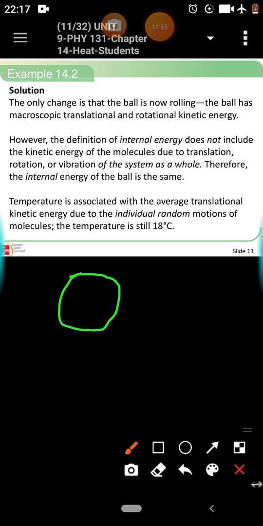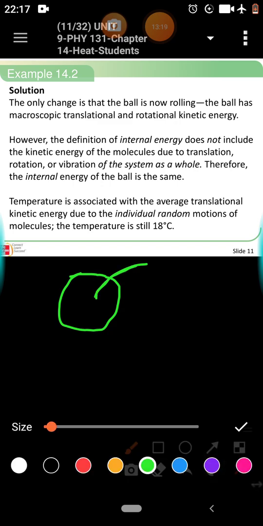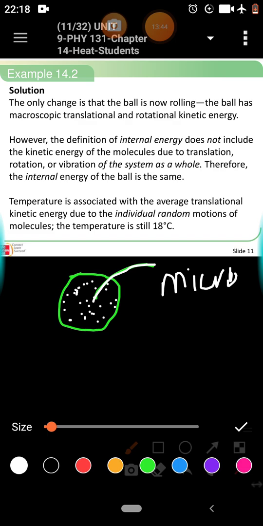And remember, when we talk of temperature, we talk of the molecules, we talk of microscopic particles. Actually we talk of the average kinetic energy of those molecules inside the ball, or part of the ball. So we talk of that when we talk of temperature.